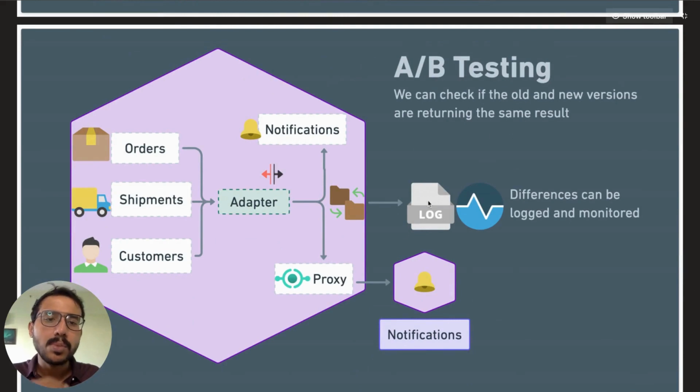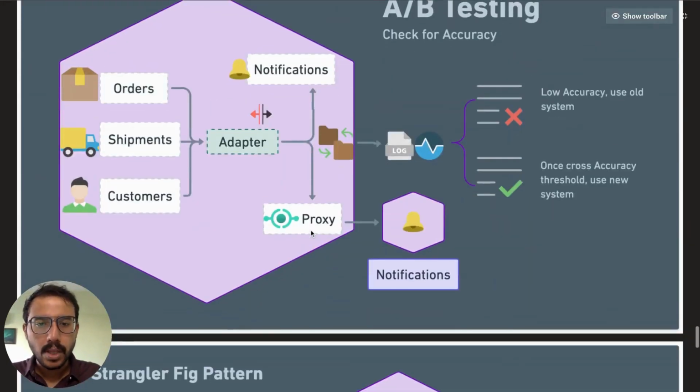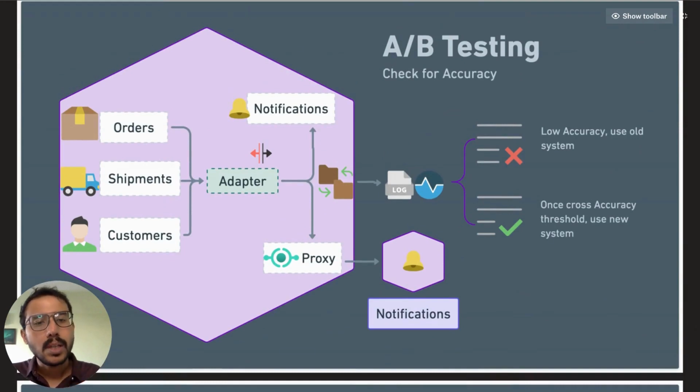Initially the accuracy will be low, due to which we'll route major traffic to the old system only. Once we have fixed enough issues in the new microservice, then accuracy will improve. Once the accuracy crosses a threshold, then we will use the new system.